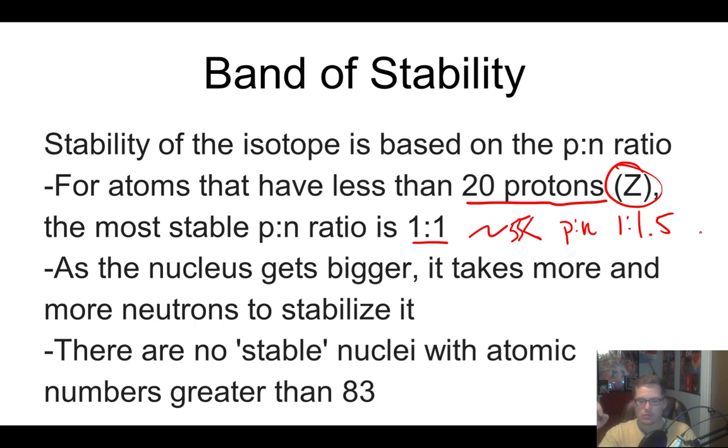Now, one thing you should note is that past number 83, there are no stable isotopes for that particular element. Bismuth is atomic number 83, and polonium is right next to it. Bismuth has a stable isotope, an isotope that will not give off radioactive decay. You go one over to polonium, and suddenly you're in trouble. After that point, all isotopes will undergo radioactive decay. All elements have radioactive isotopes, but the trick is that past 83 they don't have any stable isotopes.